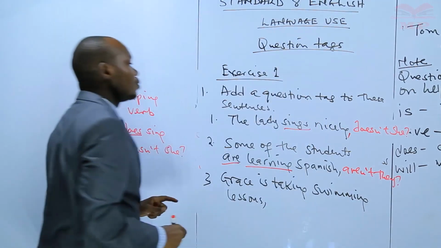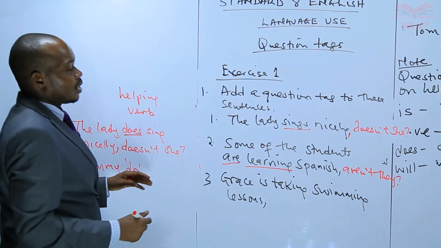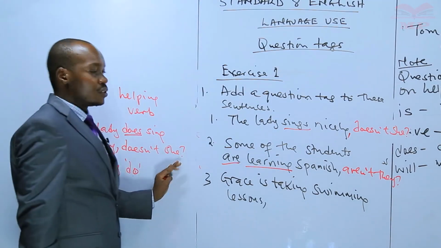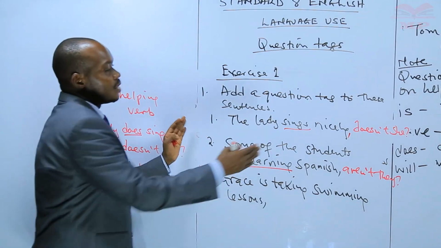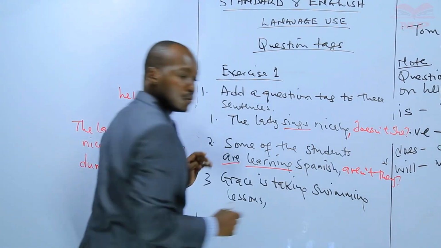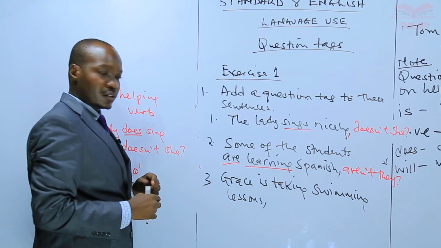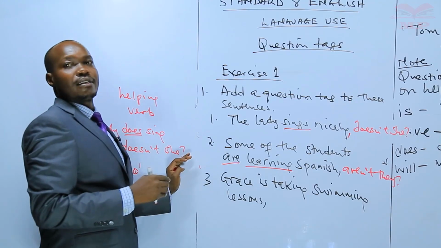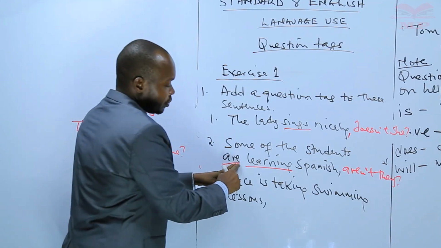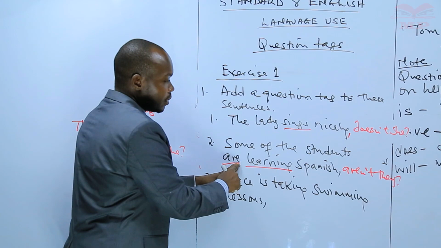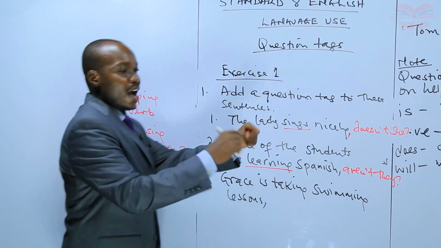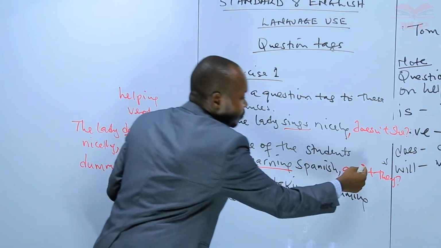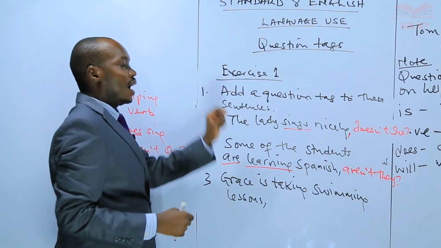I told you, you look at the subject. Some of the students, this is plural. All right? So in fact, this word is aren't. It's said as aren't they. You go to our supporting verb and are, you just put it not. You say are not they. So you just put an apostrophe. So you say aren't they.